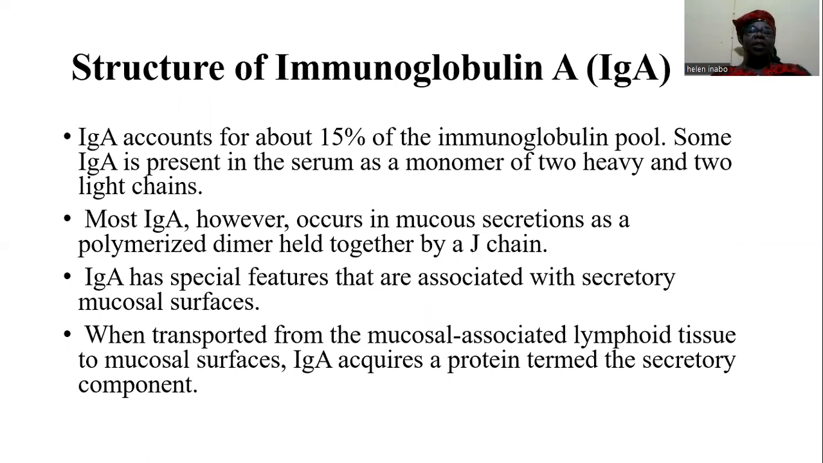IgA accounts for about 15% of the immunoglobulin pool. It is present as serum IgA as well as secretory IgA. IgA present in the serum as a monomer consists of 2 heavy and 2 light chains. Most IgA, however, occurs in mucous secretions as a polymerized dimer held together by a J chain. IgA has special features that are associated with secretory mucosal surfaces. When transported from this mucosal associated lymphoid tissue to mucosal surfaces, IgA acquires a protein termed the secretory component.